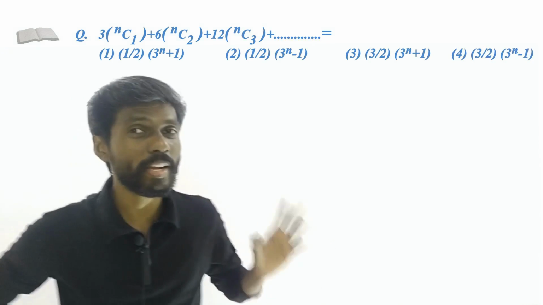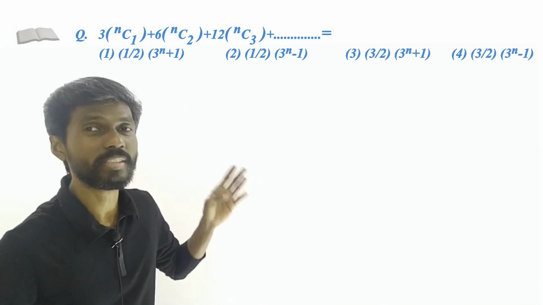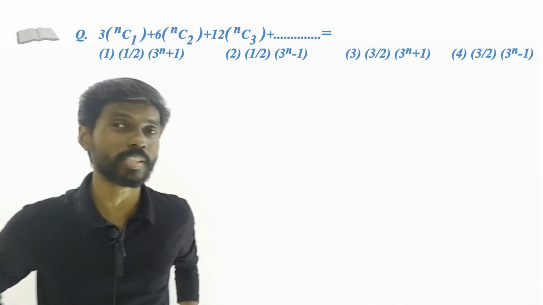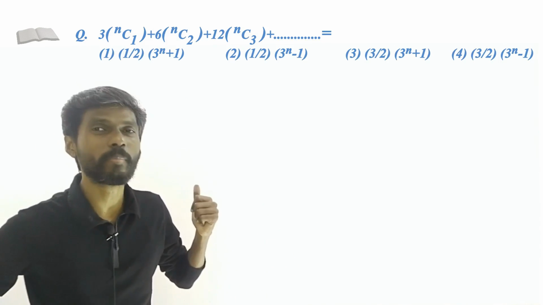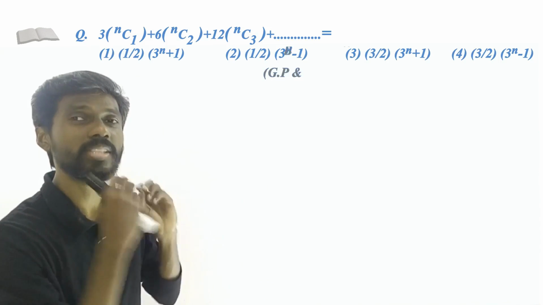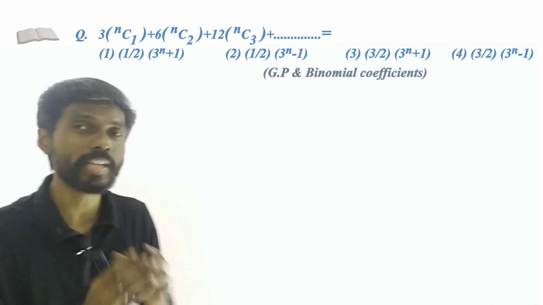Here also we have binomial coefficients multiplied by some numbers 3, 6, 12. So these numbers form a GP, right? Geometric progression, not arithmetic progression. So this is very simple, no need of any formula. These numbers 3, 6, 12 form a GP and binomial terms combination. Alright, how to do this?